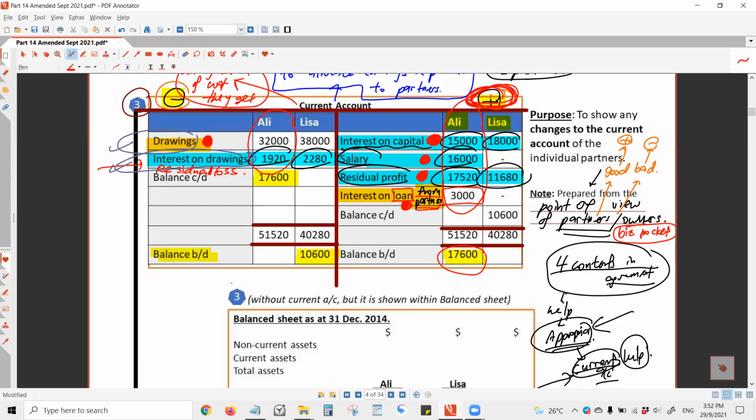For Lisa, what is the problem? Lisa has taken too much drawings. Consequently, Lisa will also have a very high interest on drawings. That's why Lisa gets a debit balance. Another theory question that is popular in the exam, they ask you what is the meaning of this.